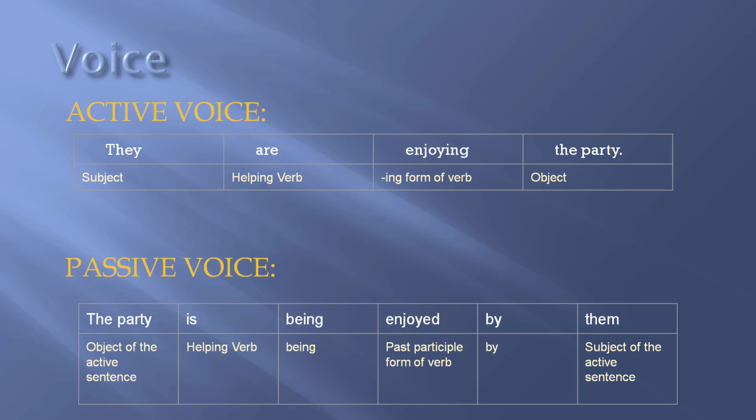This is an extremely important point when you are converting active voice into passive, no matter whether the tense is past, present, or future. No matter whether it is indefinite, continuous, perfect, or perfect continuous. We are supposed to use only the third form of verb in passive voice. Keep this rule in your mind. After the past participle, we write by, and lastly, we write the subject of the active voice. So the passive voice would be, the party is being enjoyed by them.